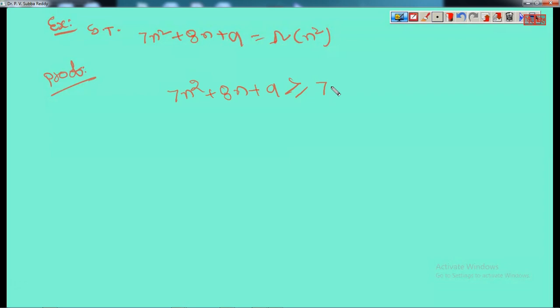For example, show that 7n square plus 8n plus 9 is big omega of n square. Well, how to show this? Is it true or not? Yes. Correct. Then how to show this? Simply, because all terms are positive, 7n square plus 8n plus 9, I can say that it is greater than or equal to 7n square, because of the first term here, 7n square, for all n greater than or equal to 0. Here, c is 7, n not equal to 0. Over. So therefore, by the formal definition of big omega notation, it is true.